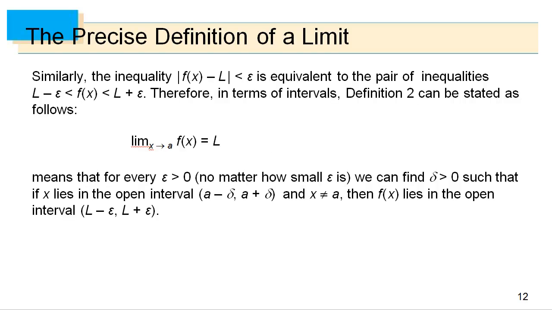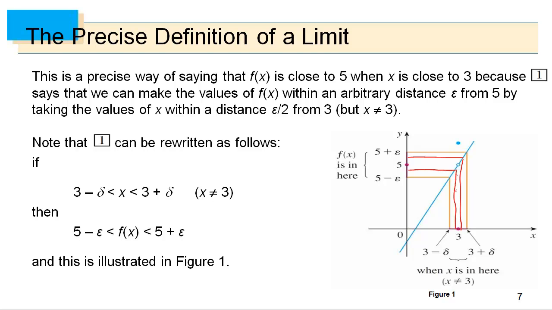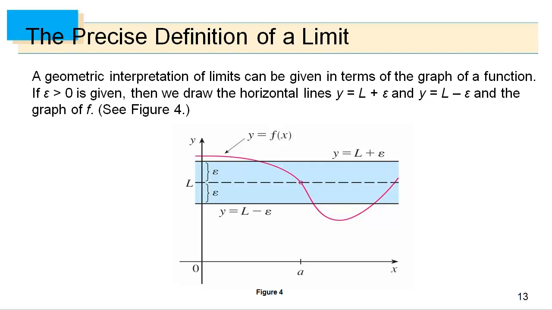Same thing here, we're rewriting the less than epsilon thing in terms of intervals. So we have this little interval a minus delta to a plus delta, and then we have this other little interval L minus epsilon to L plus epsilon. If you understand this picture, that's what's most important. Don't get bogged down on the terminology.